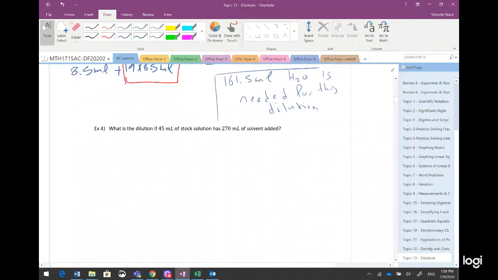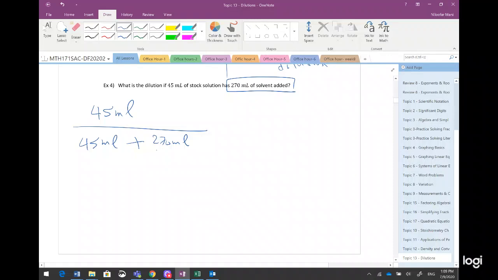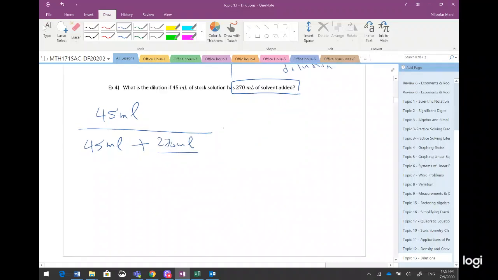So how about this? What is the dilution if this stock solution has this solvent added? Listen, it doesn't say this is the solution, it says solvent added. So solute on top and solvent is added. So this is a stock 45 milliliter over 45 milliliter plus 270 milliliter solvent. Both of them are milliliter, so I don't need to do any conversion. I don't need to be worried about that.